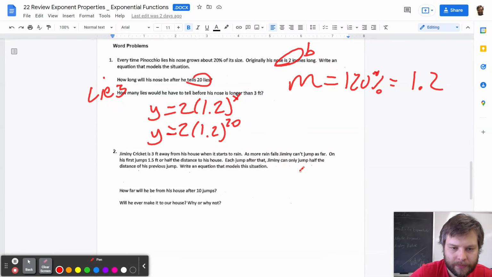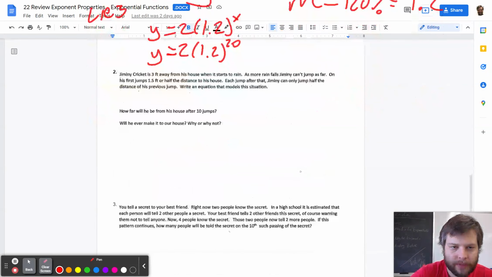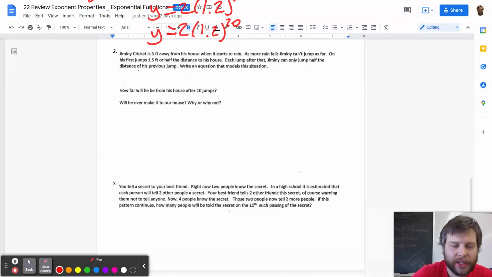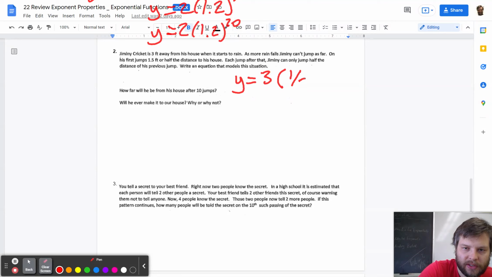All right, last one for this video. You can always ask for more. Jiminy Cricket is 3 feet away from his house. Can't jump as far each time. His first jump is half the distance. Each jump is half the distance of that. So 3 is his original distance times 1/2 raised to the x, because each jump is half as long as the last one.